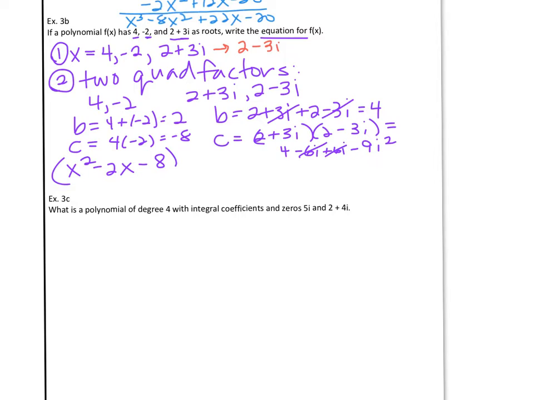The 2 terms in the middle will always cancel. This will always become positive because of that i squared. 4 plus 9, or 4 minus -9, would be 13. Therefore, this quadratic factor is x squared minus 4x plus 13.